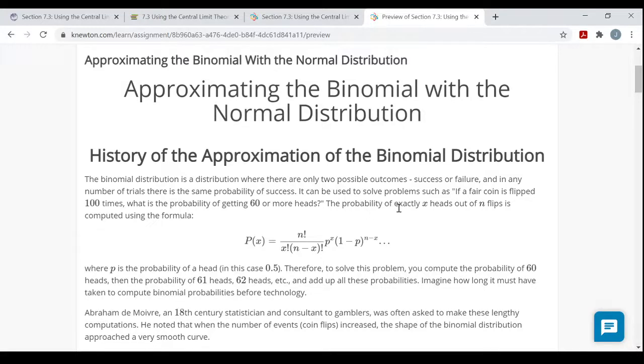And the probability of exactly x heads out of n flips was computed using this formula. And again, I showed you how to use the calculator to do this as well. This was n choose x, nCx, times the probability of success on one trial to the x power, the x number of successes. 1 minus p would be the probability of a failure on each trial, raised to the n minus x power, which is the number of failures.